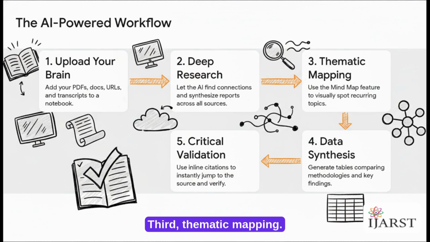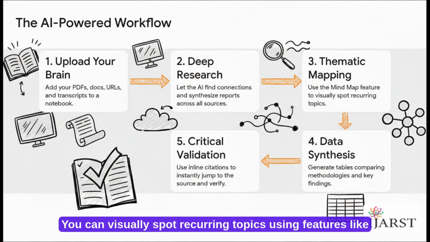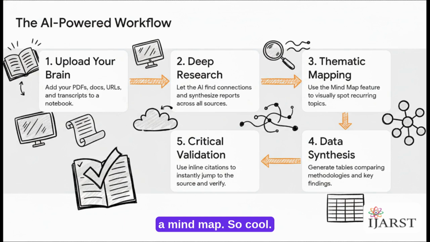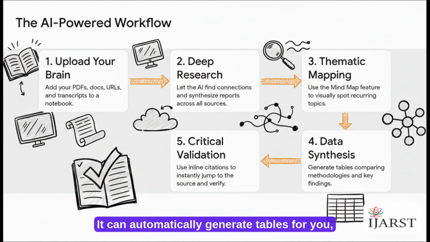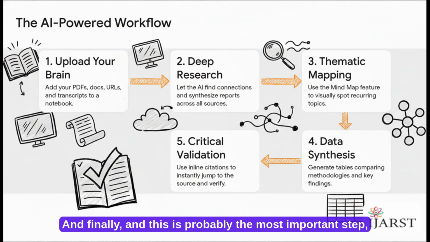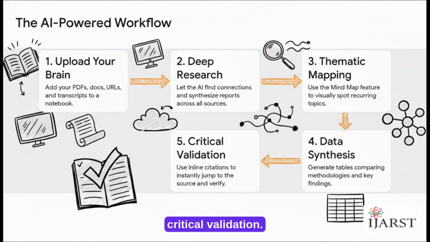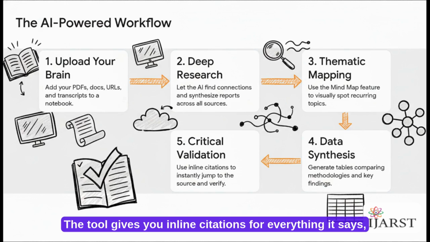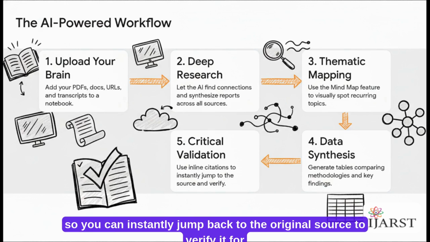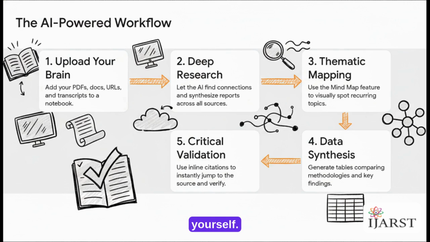Third, thematic mapping. You can visually spot recurring topics using features like a mind map. So cool. Fourth, data synthesis. It can automatically generate tables for you, comparing things like methodologies or key findings. And finally, and this is probably the most important step, critical validation. The tool gives you inline citations for everything it says, so you can instantly jump back to the original source to verify it for yourself.